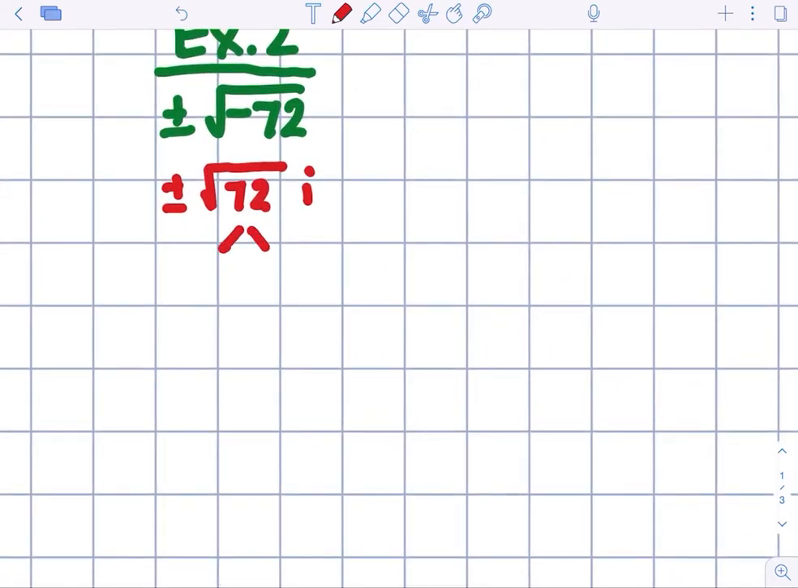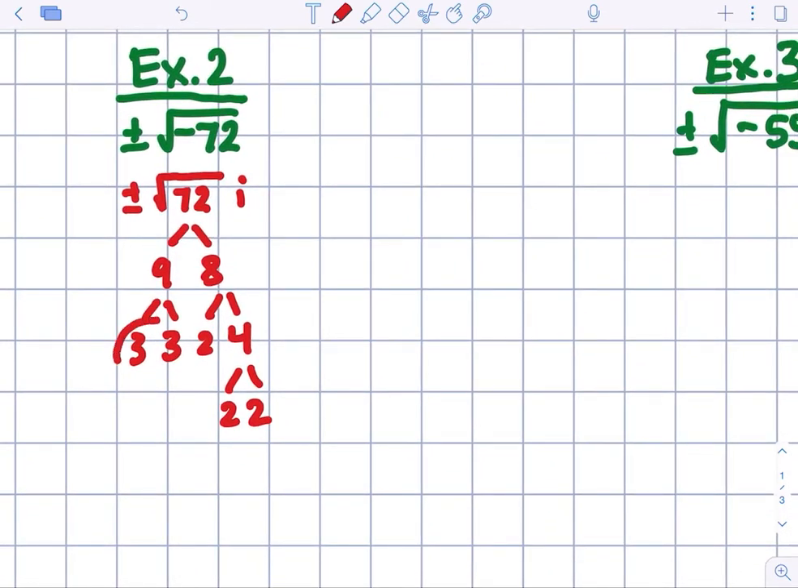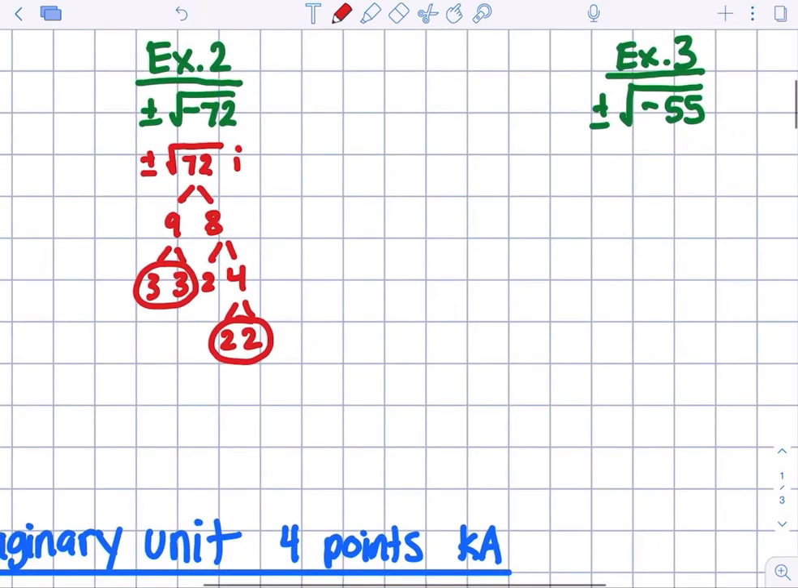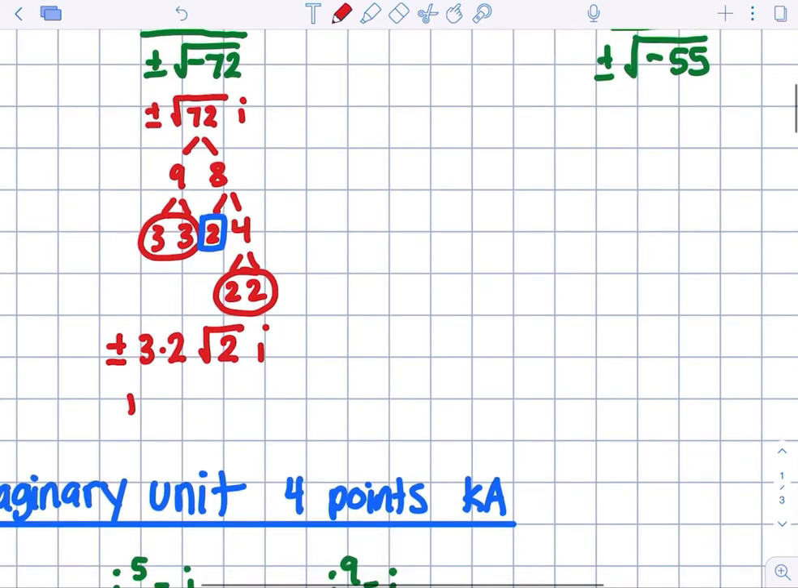Now remember, with square roots, you have to do the prime factorization, right? You just factor, and if you do not remember, all you have to do is find your pairs. Well, do you see any pairs here? Yes, we do. We see a pair of 3's right there, and a pair of 2's right there. So remember, those get to come on the outside. So plus or minus 3 times 2, right? And then leftovers, you only have one leftover, which is right there. So that leftover must be on the inside of the square root. So then plus or minus 6 square root of 2 i.